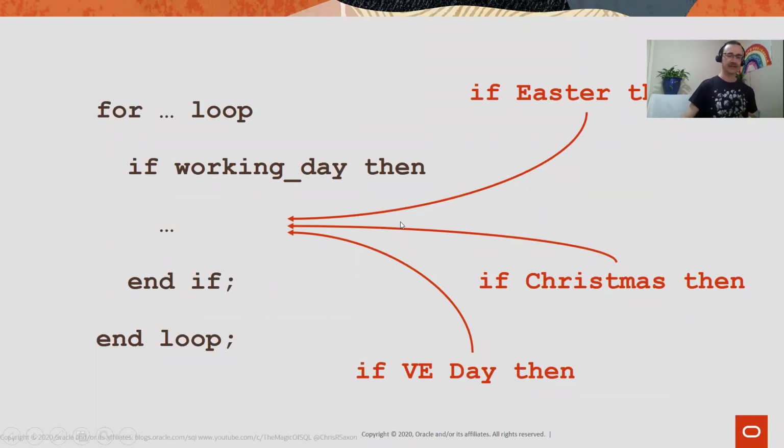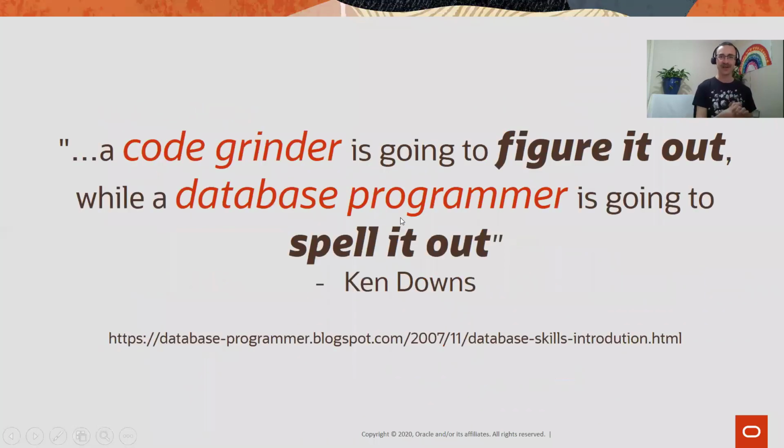And this is a key difference in philosophy. There's this quote that I really like. A code grinder is someone who's going to figure it out, going to do that approach we just discussed, where you've got this procedural, if this, then that, do this, when that happens, and so forth. Whereas a database programmer is going to spell it out, have values stored in tables with rows for each individual day or each unit of operation, saying whether or not it's a working day, whether or not it's a non-working day. In general, in case you haven't guessed, I prefer the database programmer approach.